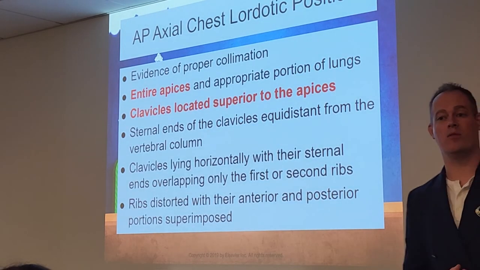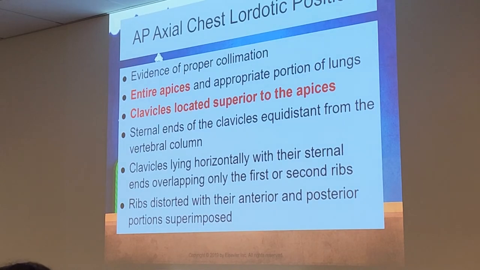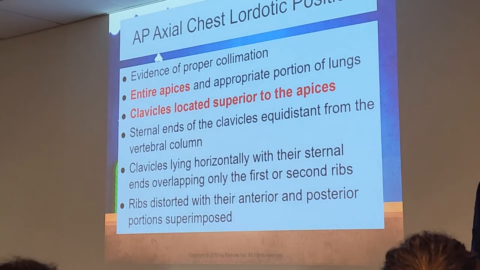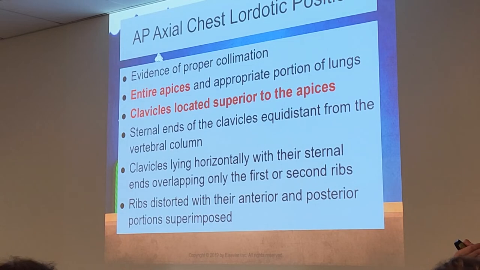All right, so what I keep saying, what's the star of our show for the lordotic? The apices. So what do we got to see? The entire apices and the appropriate portion of the lungs. Technically, we do not need to get down to the costophrenic angles, but most of the time we will go ahead and include that anyway, because it's going to fit on a regular cassette. But the star of our show is the apices. Therefore, we need to make sure the clavicles are above the apices. They should not be obscuring them.